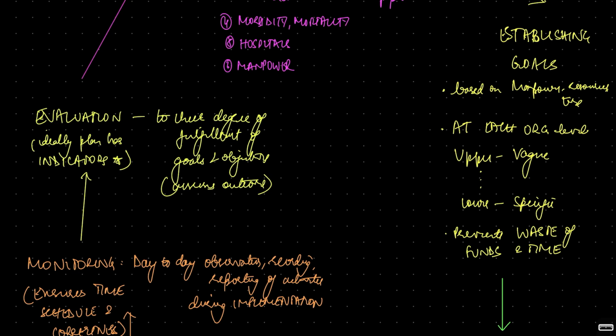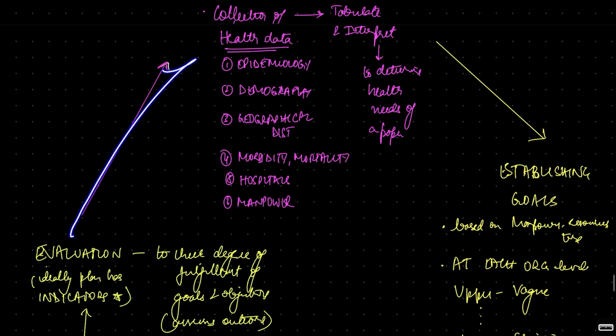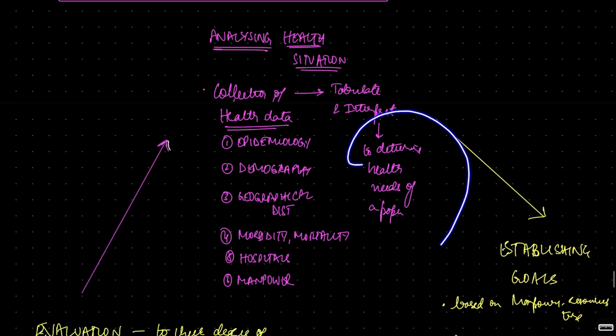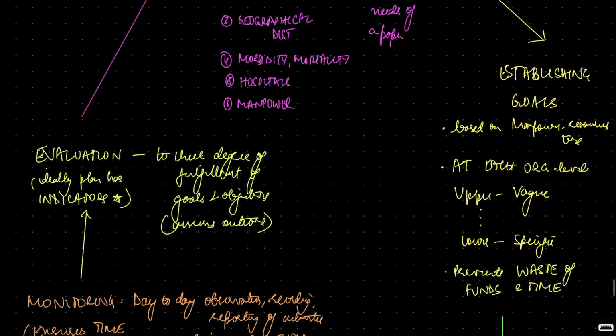I told you a good health plan will have inbuilt indicators and an inbuilt evaluation system to check the degree of fulfillment. Understood? So after that, you've implemented the health plan. Now you'll once again analyze to see if there are any more new health needs of the population. Understood? So, analyzing the health situation, you'll collect health related data, you'll find the health needs of the population. Then establish goals at each organization level, realistic goals.